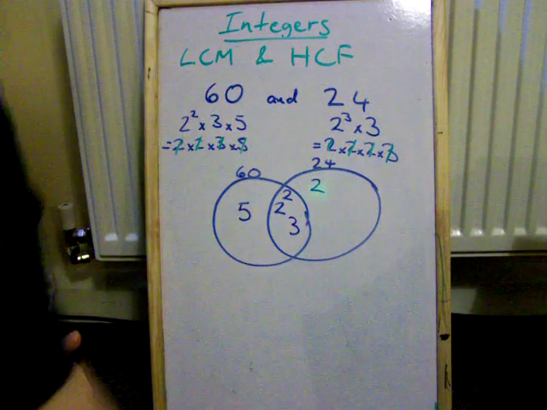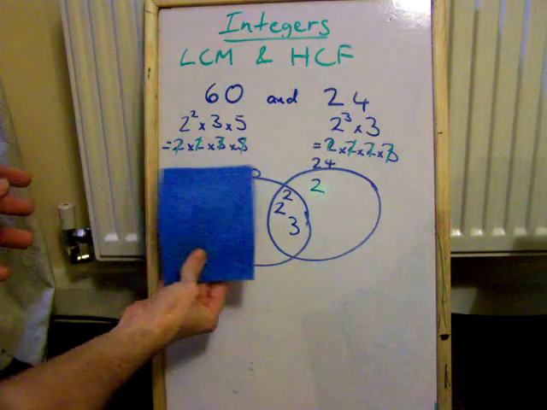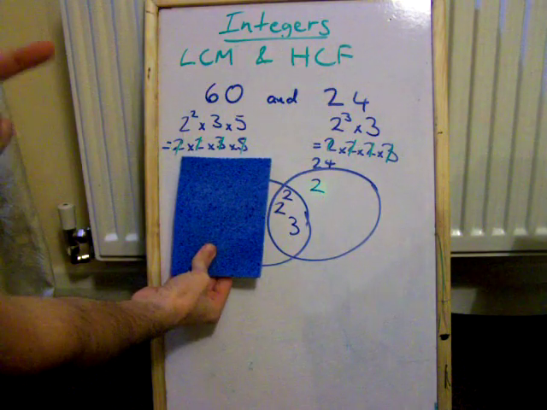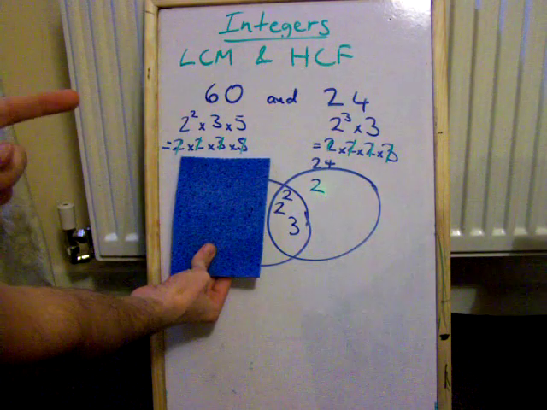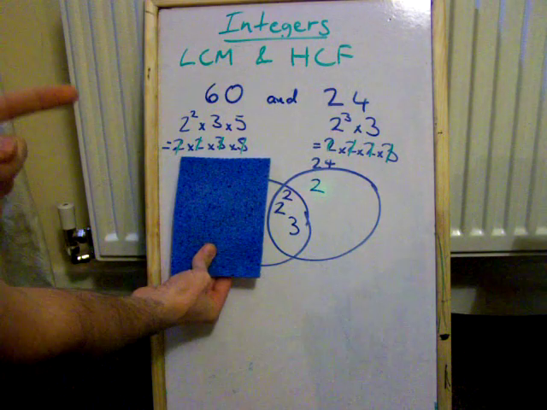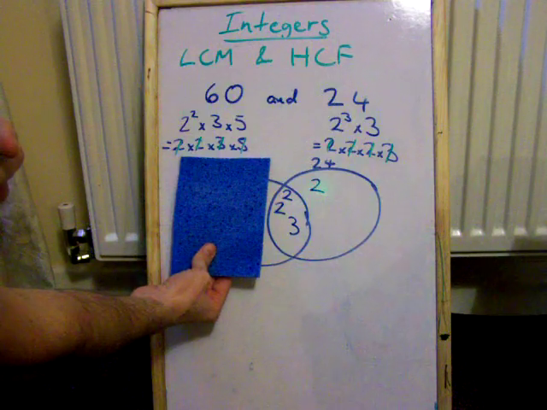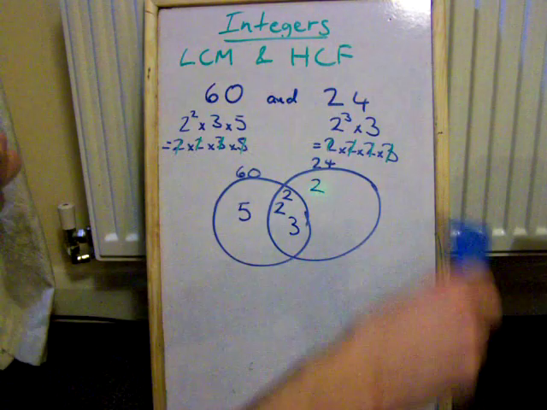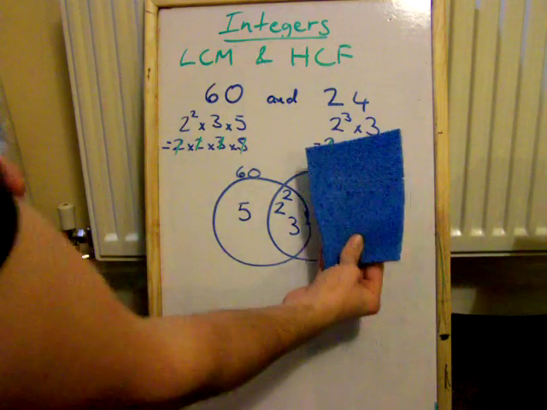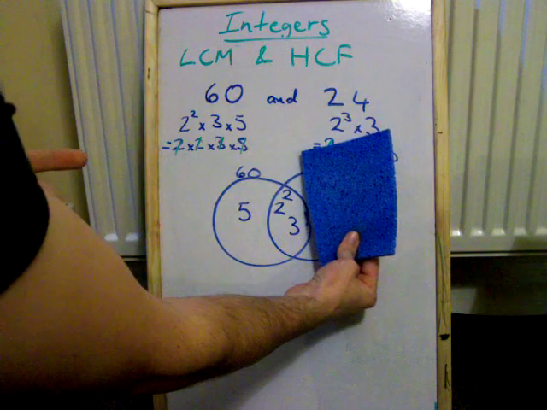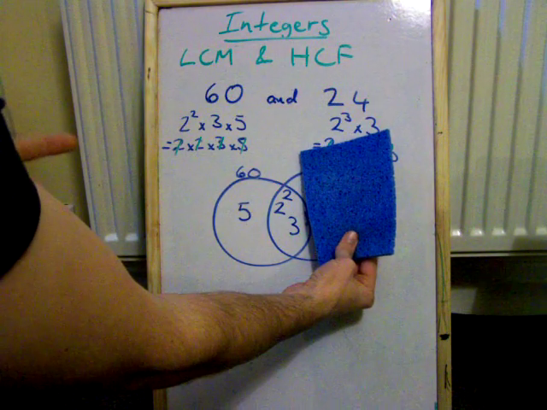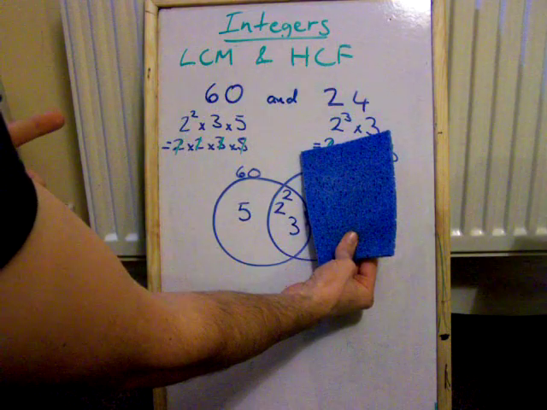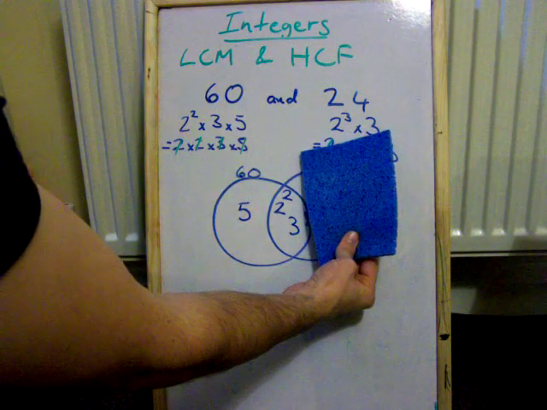If I were to now cover the 60 circle, you would see that the 24 circle contains all the numbers which when you multiply up will give you 24. So 2 times 2 times 2 times 3 will give you 24. If I do it vice versa, covering the 24 circle, obviously excluding bits which are in the 60 circle as well, you'll see that the 60 circle now contains all the factors that multiply up to give you 60. So 2 times 2 times 3 times 5.